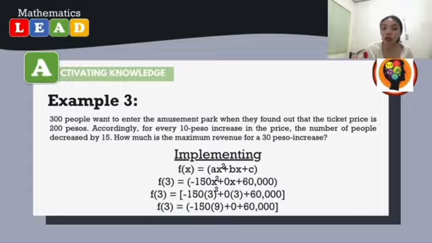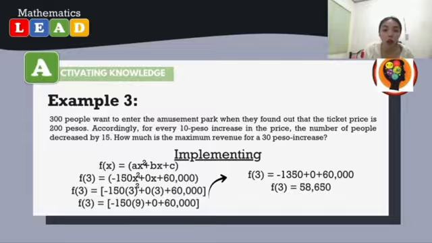We're going to just substitute 3 to the x, which is we're going to have negative 150 times the quantity of 3 raised to 2 plus 0 times 3 plus 60,000. Okay, we're going to square the 3. So we're going to have 9. And so negative 150 times 9 plus 0, because 0 times 3 is 0, and plus 60,000, we're going to have an answer of 58,650.